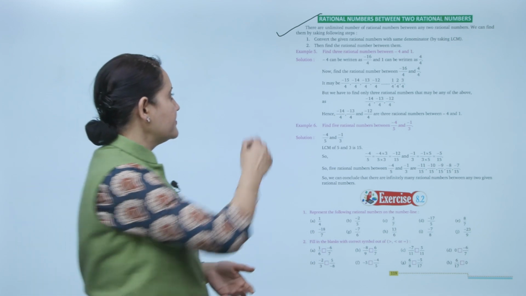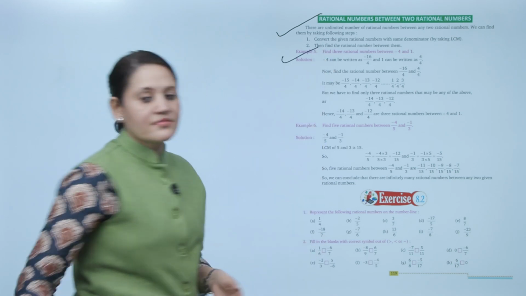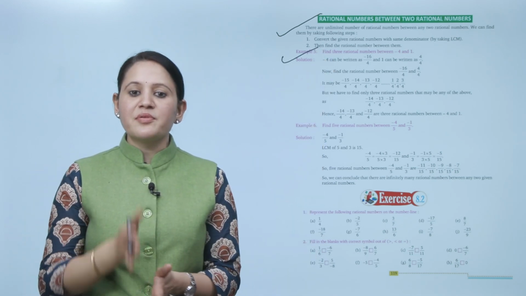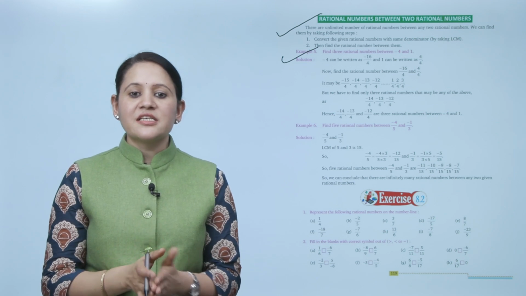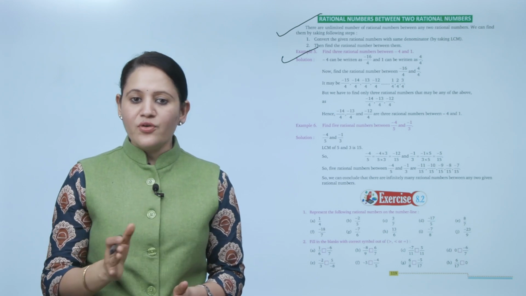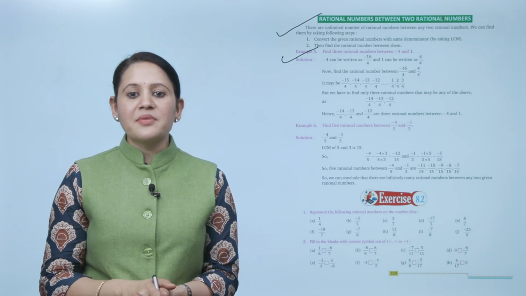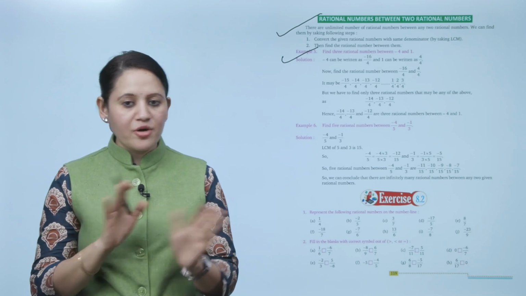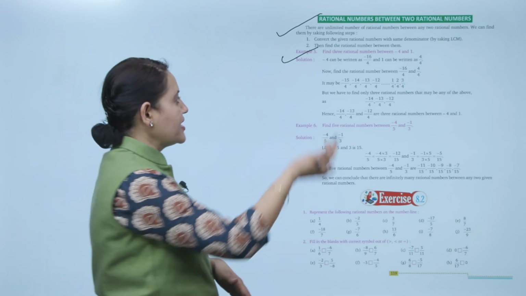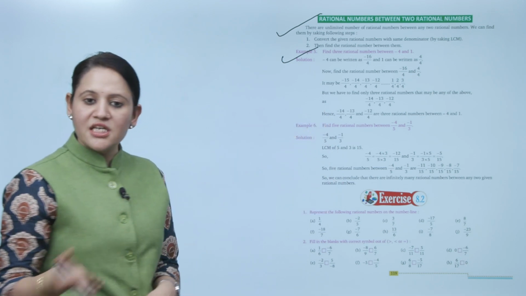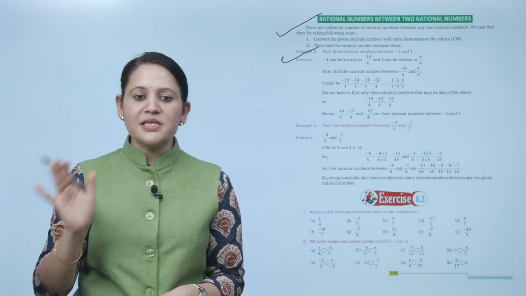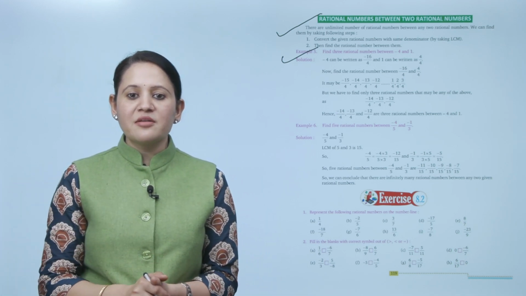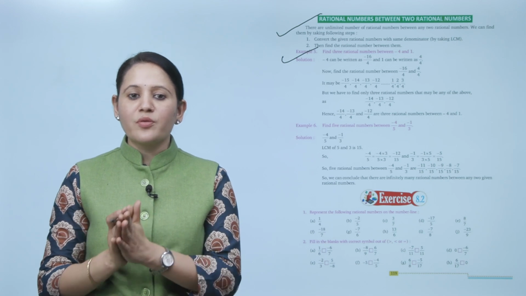Let's understand with an example. Find three rational numbers between -4 and 1. -4 can be written as -16/4 and 1 can be written as 4/4. We made the denominators the same, because -16/4 will change to lowest terms. It is the same as -4, and 4/4 is the same as 1. Now find the rational numbers between -16/4 and 4/4.